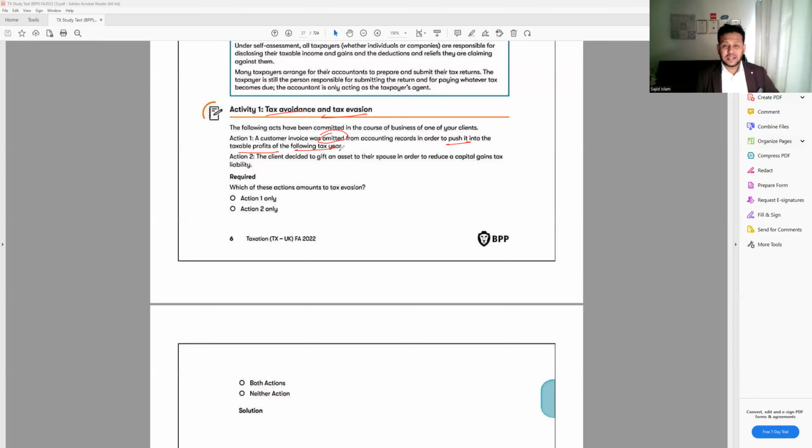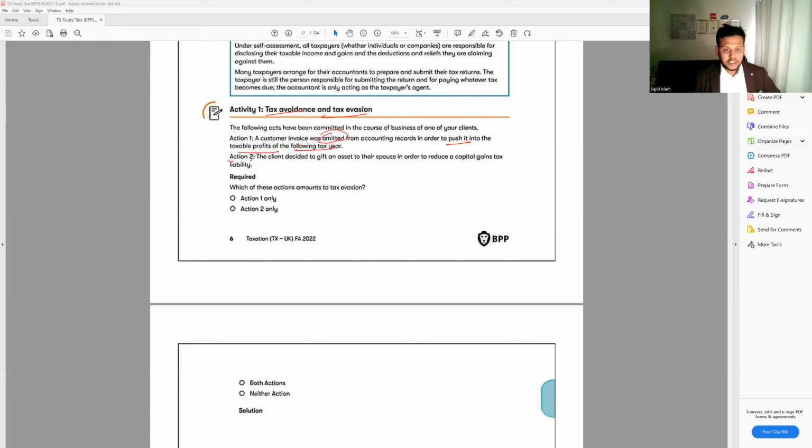So for that reason, if you do that, it is a tax evasion. It's not legal. Remember that. If you do it intentionally, with the intention of, I don't want to pay the tax this year, I don't want to make the profit this year, I want to show it next year, it is not legal. And obviously it's a tax evasion, because you're giving the wrong information, or you're misleading HMRC.